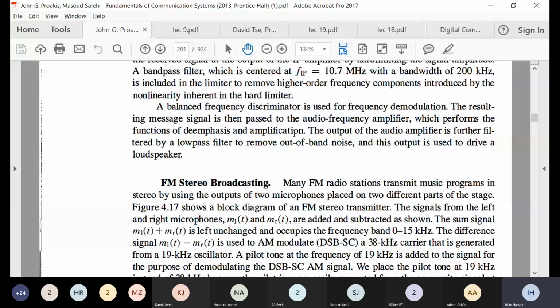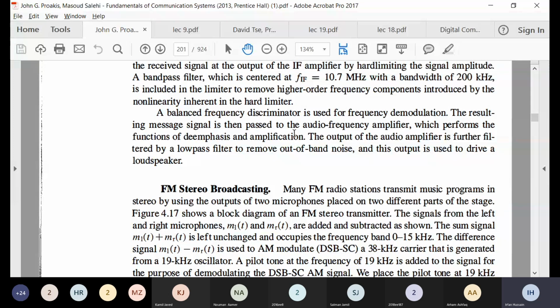Again, with low pass filters, we just get back the signal of your band, and finally the loudspeaker.